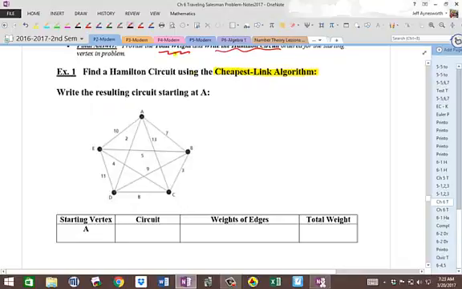The first thing I'm going to do is list all the weights.